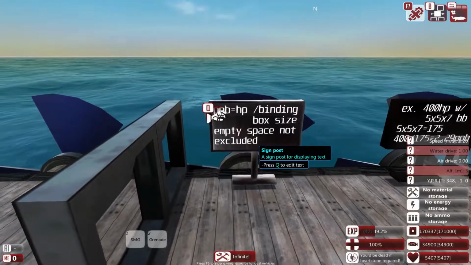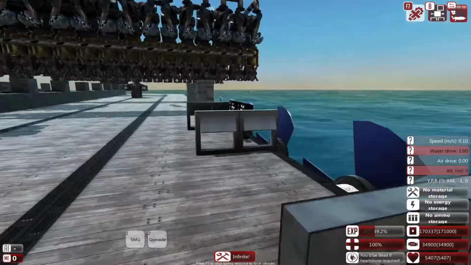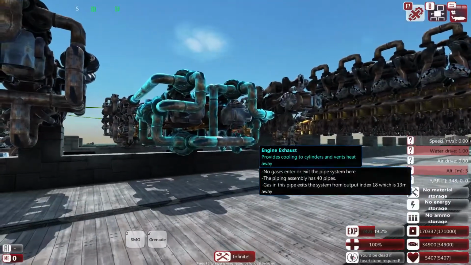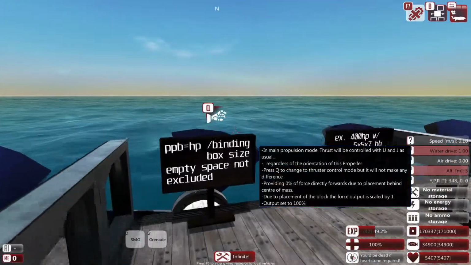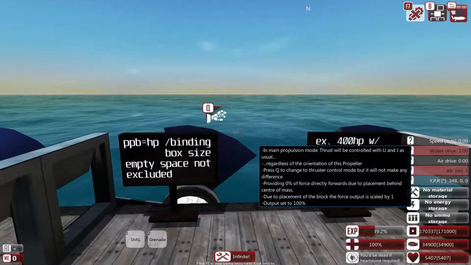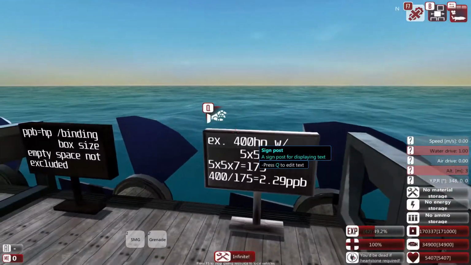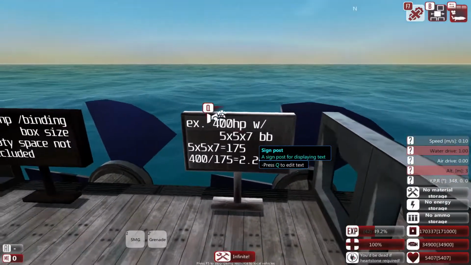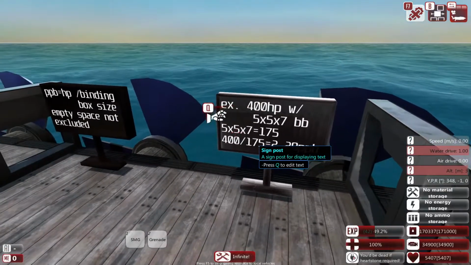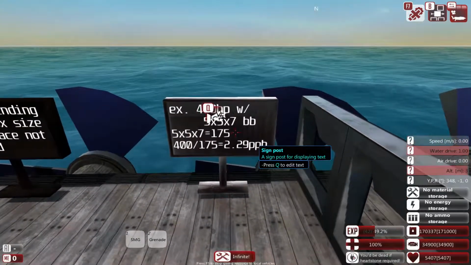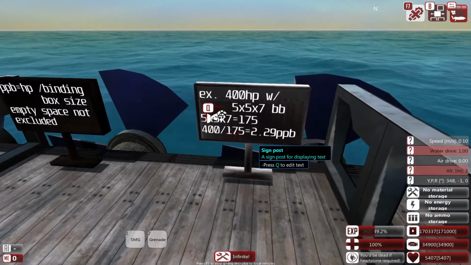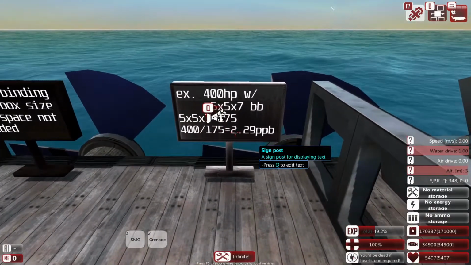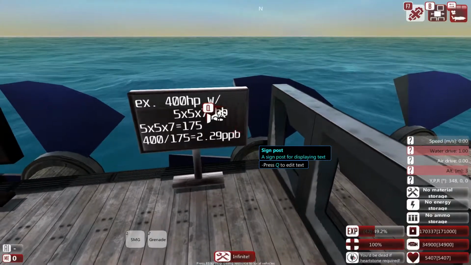What that is, is horsepower divided by the bounding box size. And I don't include empty space because it just inflates your numbers, and it's just like saying my dad can beat up your dad, and there's no real tangible benefit to it. An example would be a 400 horsepower motor with a 5x5x7 bounding box. 5 times 5 times 7 is 175. 400 divided by 175 equals 2.29 power per block.